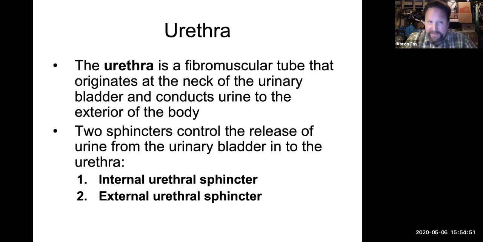So the last step getting out of the body is the urethra, another fibromuscular tube that's going to originate at the neck of the bladder and will carry urine out of the body. So I mentioned the two control valves. The first is the internal urethral sphincter. This is made of smooth muscle. You do not have conscious control over it. The second is the external urethral sphincter made of skeletal muscle, which you do have conscious control over.